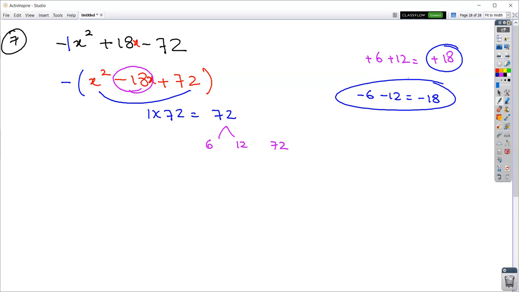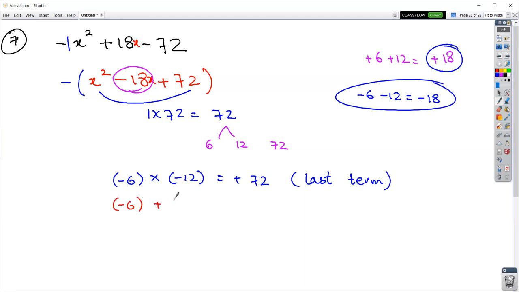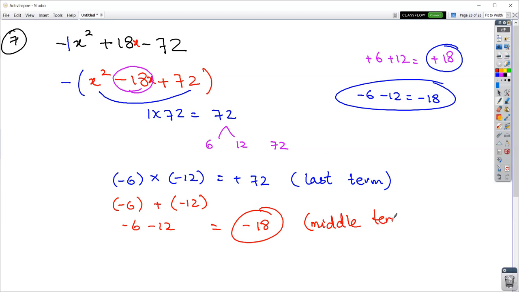Now I'm going to check these two numbers. If I do the product of minus 6 and minus 12, negative and negative makes a positive, and 6 times 12 is 72. So we get the last term. The product gives us the last term. Now let's look at the sum. The sum of minus 6 and minus 12 is minus 18, which is the middle term. So these two numbers give us both the product and the sum. This verifies that these are the right numbers to be chosen for the factorization.